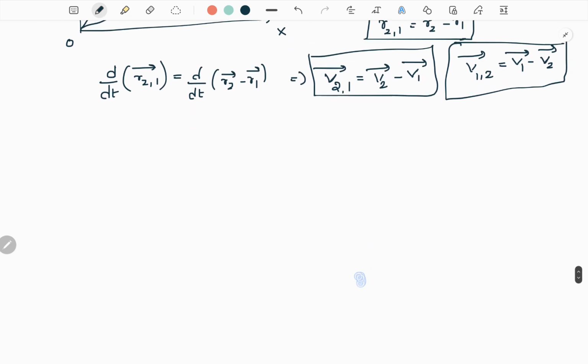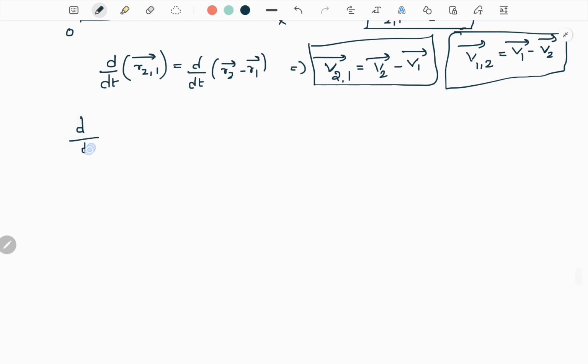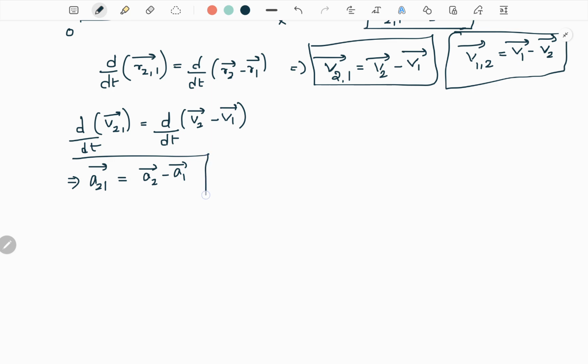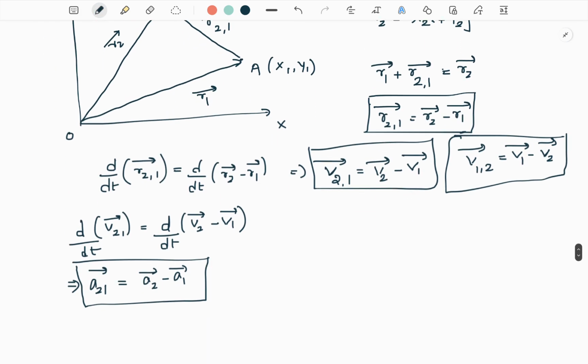Similarly, if we differentiate this velocity with respect to time once again, d by dt of v21 bar is equal to d by dt of v2 bar minus v1 bar. So d by dt of v21 bar would be a21 bar, which is equal to a2 bar minus a1 bar. So the acceleration of the second particle relative to the first particle would be the acceleration of the second particle minus the acceleration of the first particle. So this is the basic understanding of the basic terms in the relative velocity concept.